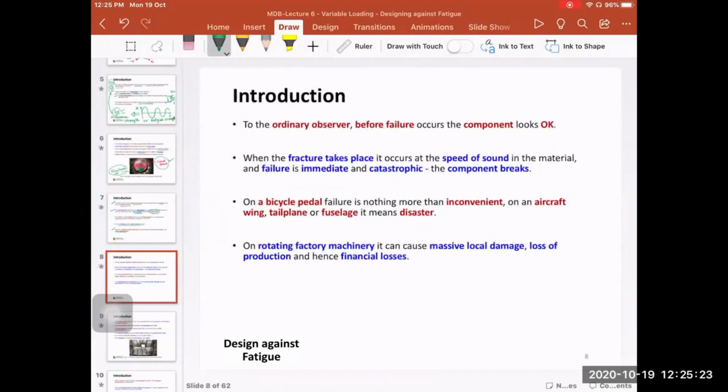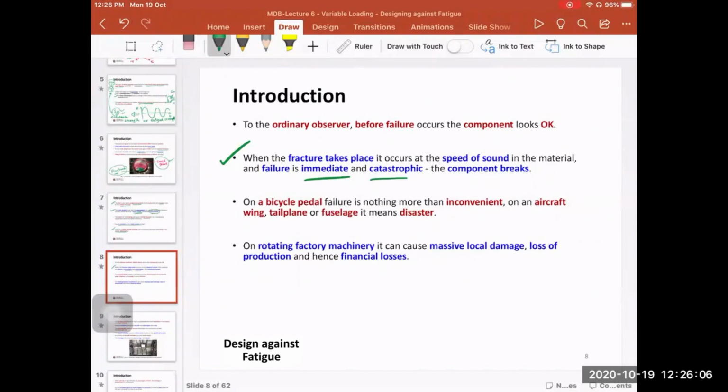If you look at the component, you would just feel like it's normal, nothing is wrong with the component, but obviously the crack starts to propagate, and maybe if you don't do any inspection, you cannot see those minute cracks that are propagating with each and every cycle of the application of load. But when we reach the critical size of the crack, the fracture takes place at the speed of sound in the material, and it happens immediately. It is catastrophic because the component fails without any sign.